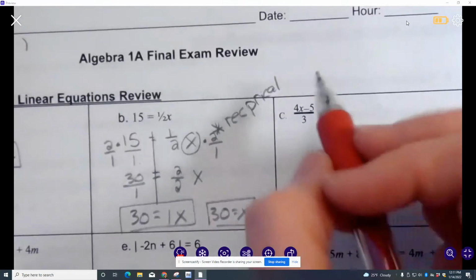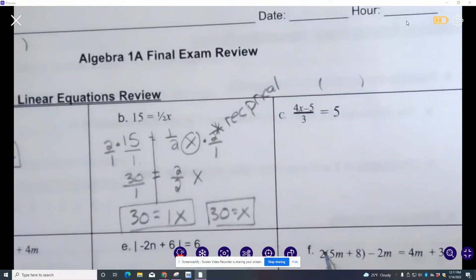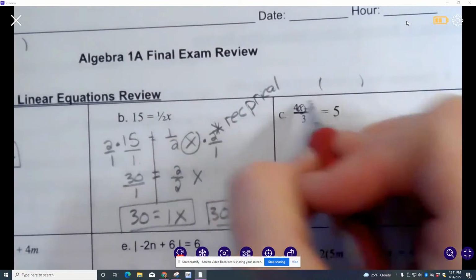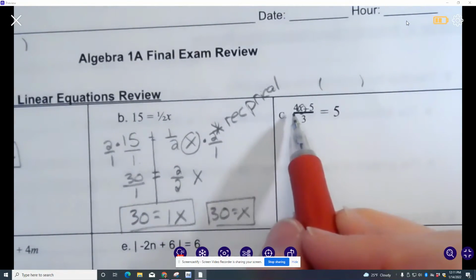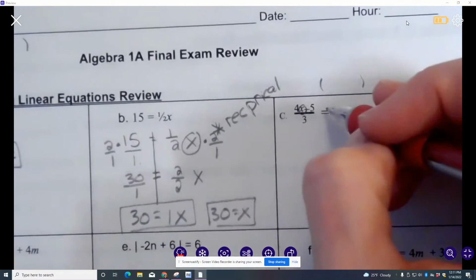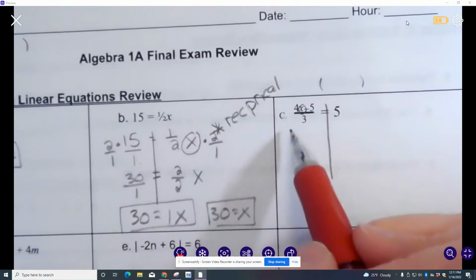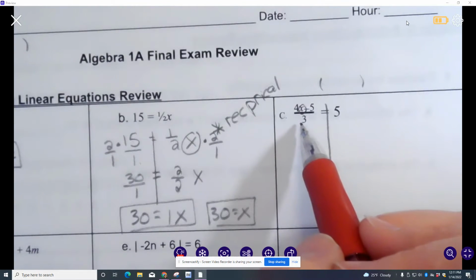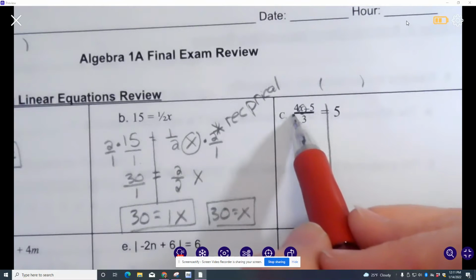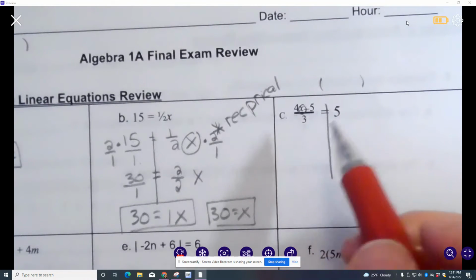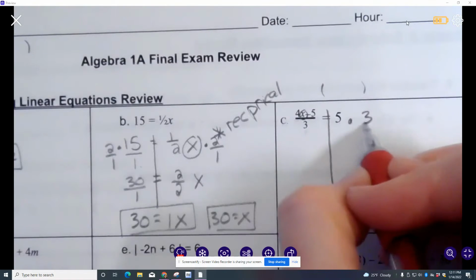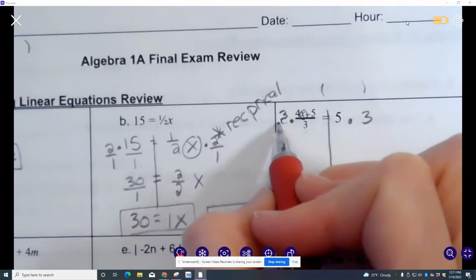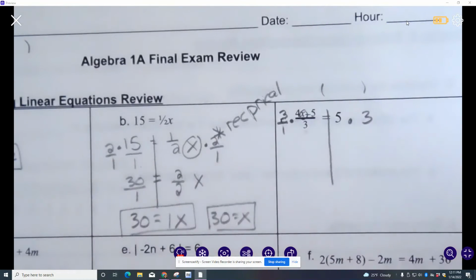Okay, check for parentheses. No parentheses. One variable. So I have a lot going on over here with my variable, but the part I like the least is this big old fraction, this 3 on the bottom. So for this, my first step is going to be to undo the divide by 3 by multiplying both sides by 3. And remember, multiplying by 3 is the same as 3/1.